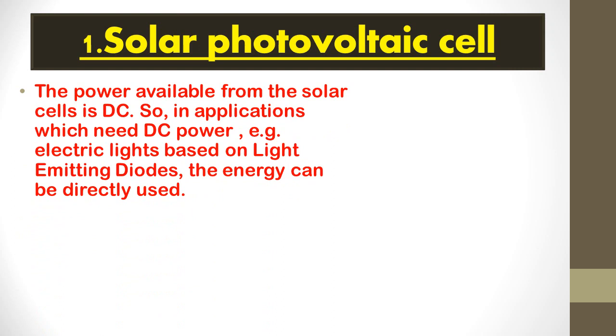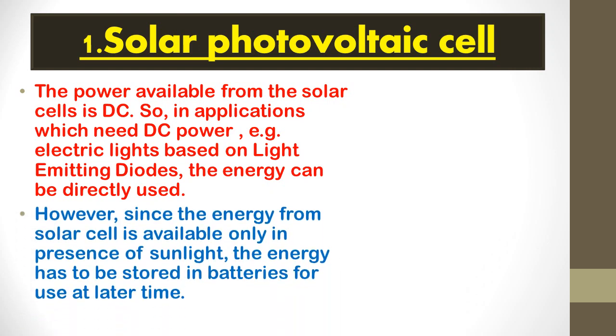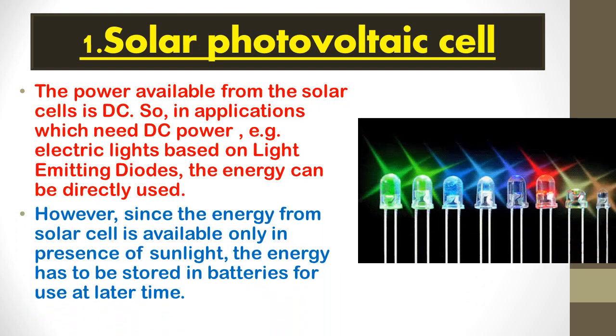Okay, so the power available from the solar cells is DC. DC means direct current, in which the current flows in one direction. So in applications which need DC power, for example electric lights based on light emitting diodes, the energy can be directly used. However, since the energy from solar cells is available only in the presence of sunlight, the energy has to be stored in batteries for use at a later time.